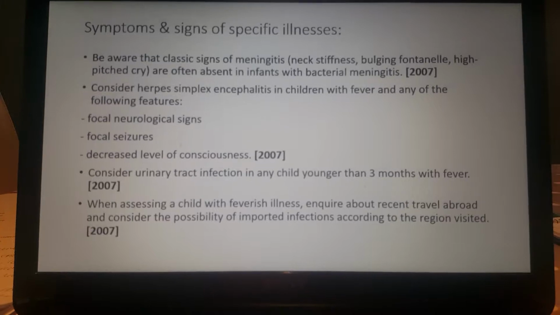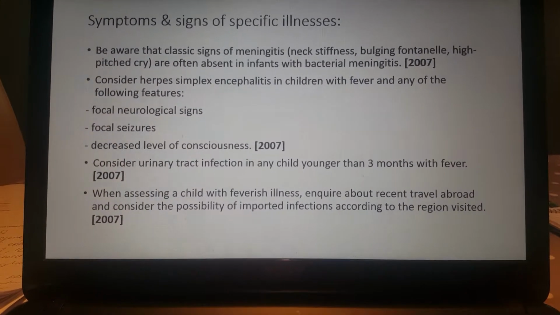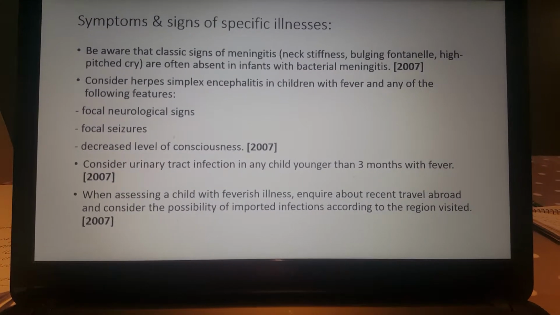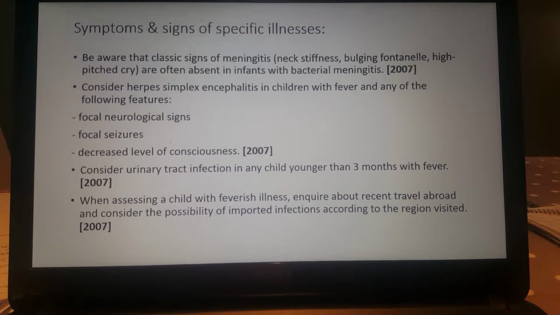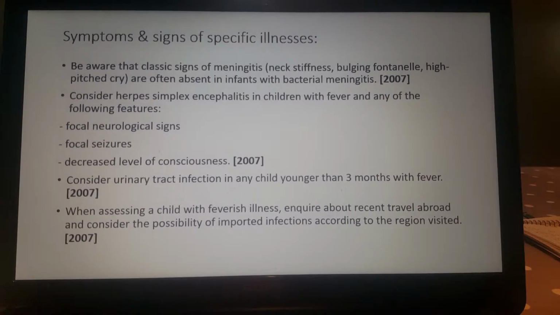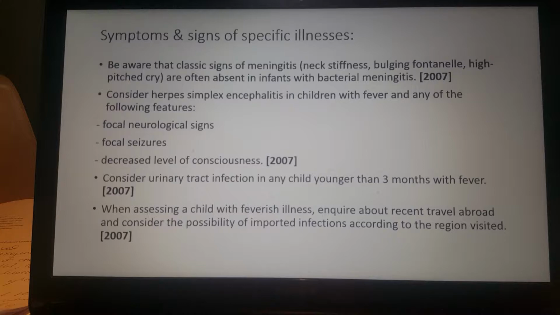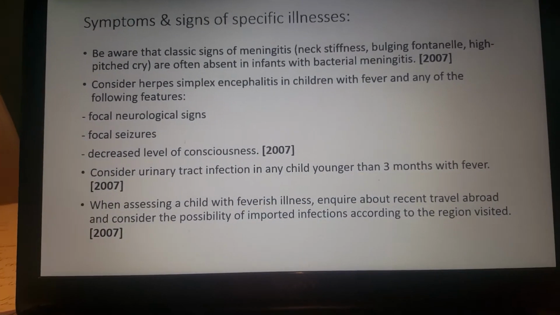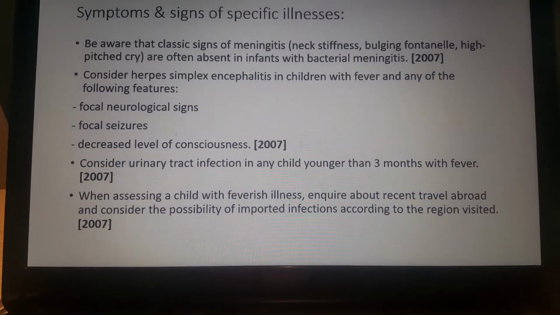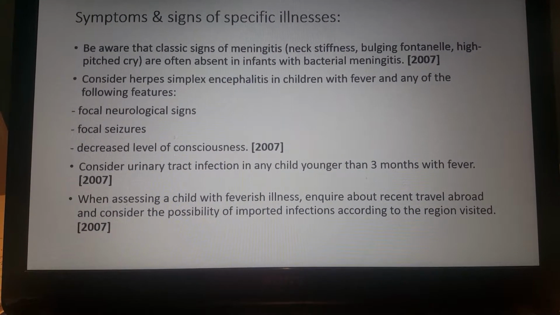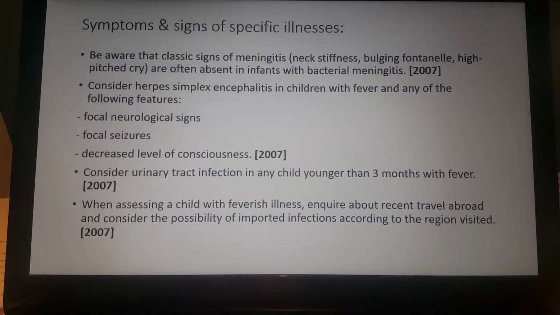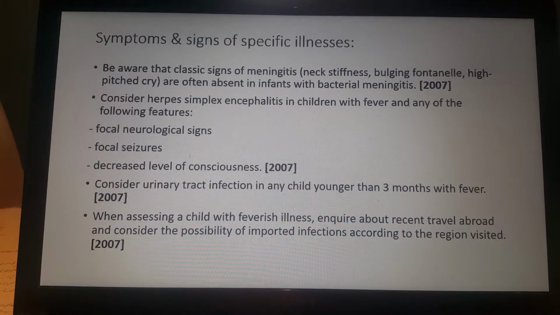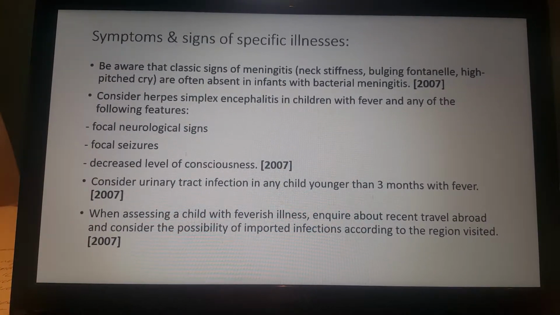So we should also be aware of the specific signs and symptoms which lead us to think about specific illnesses. But we must be aware that the classic signs of meningitis, so neck stiffness, bulging fontanelle and high-pitched cry, are often absent in infants with bacterial meningitis. We should be considering herpes encephalitis in children with fever and any of the following three features, so focal neurological signs, focal seizures or a decreased level of consciousness. We should be considering UTI in a child less than 3 months with fever. And if you have a child with fever, you should always inquire about travel abroad to try and identify imported infections.